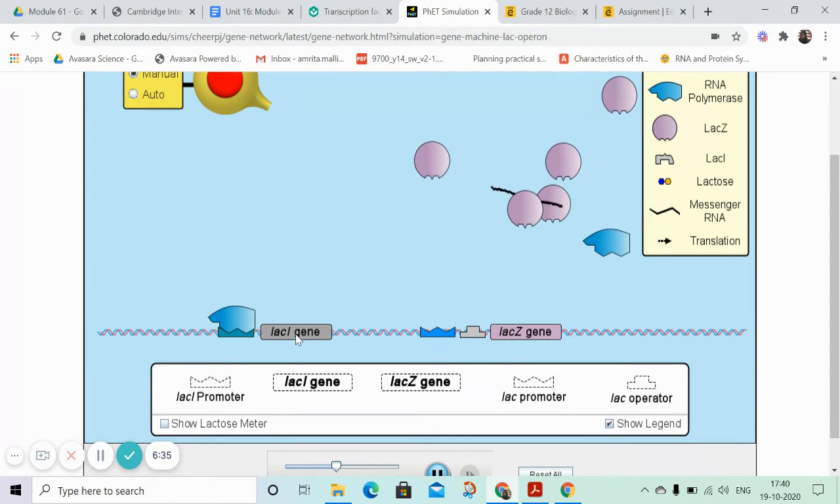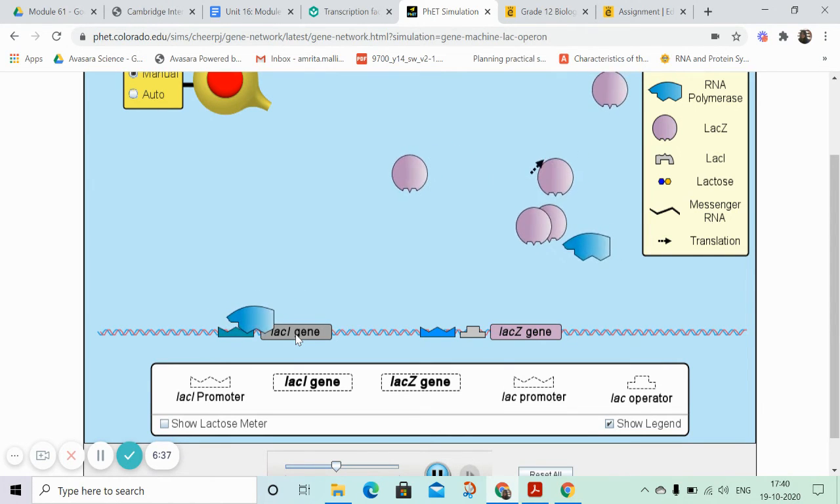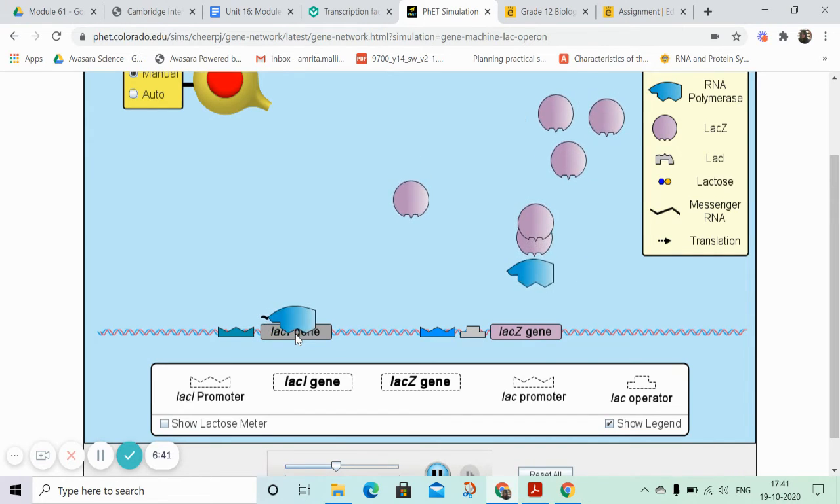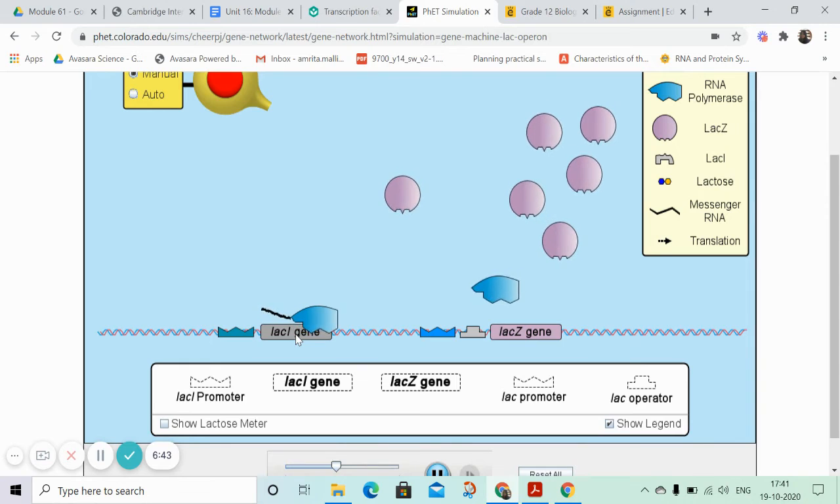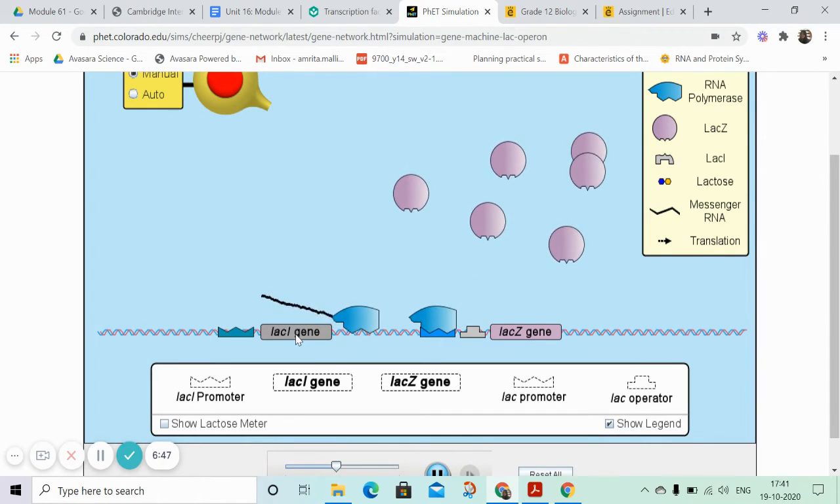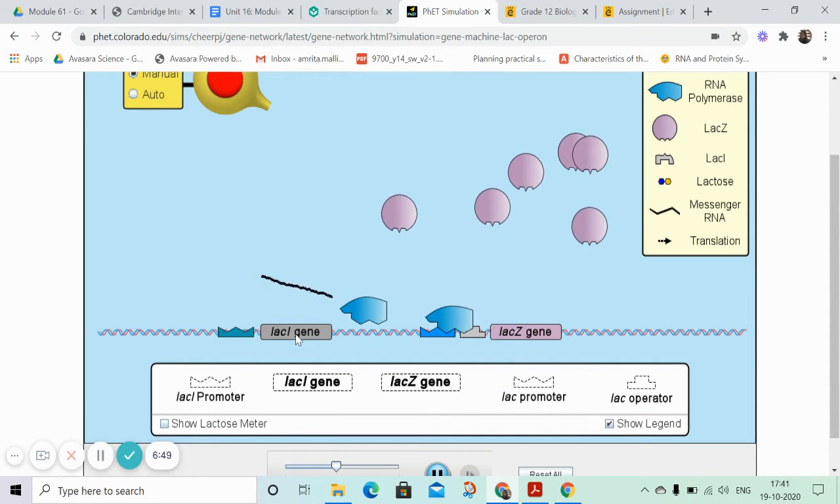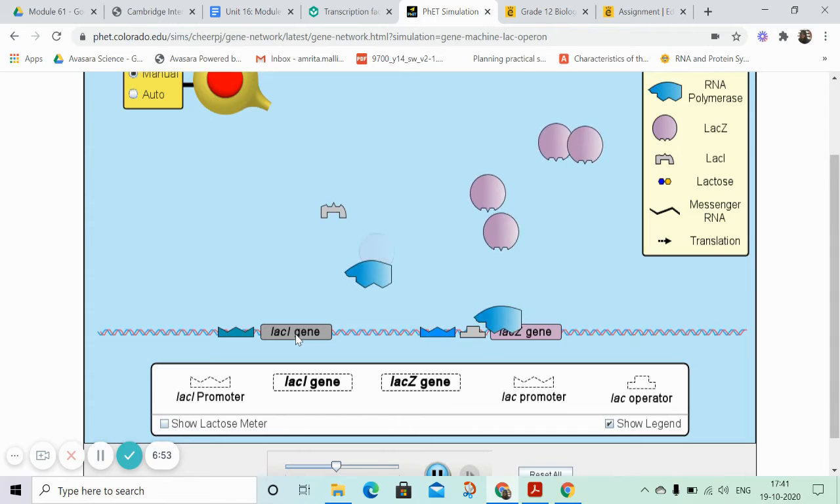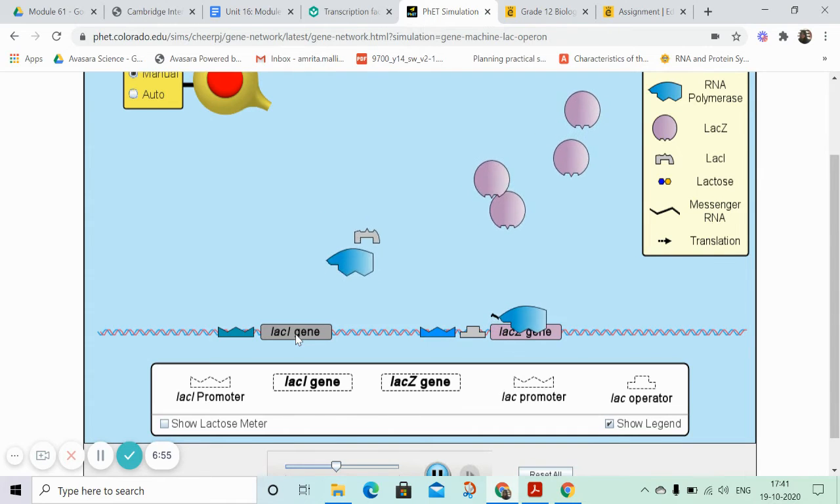You can see an RNA polymerase recognizing the LAC-I promoter. After reading the promoter, it goes ahead and starts transcribing the LAC-I gene. So note what is being produced. And then note what happens to that black thread.